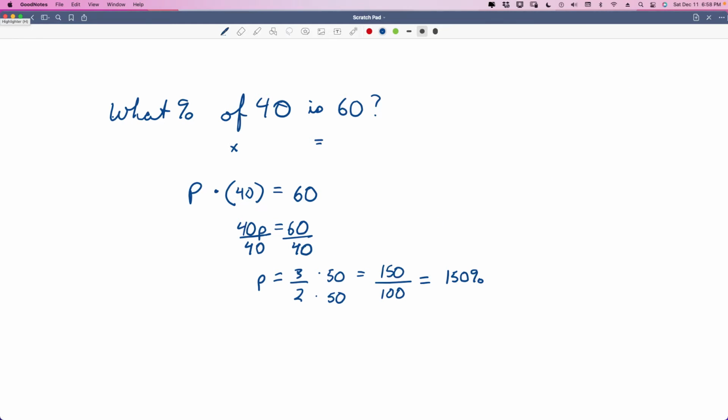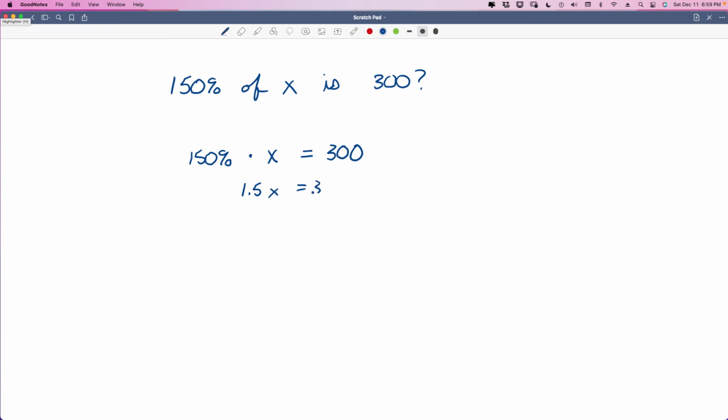All right, let's look at another form of this question. It says 150% of what number X is 300. So 150% times some number we don't know is equal to 300. Let's turn this into a decimal. That'd be 1.5x is equal to 300.